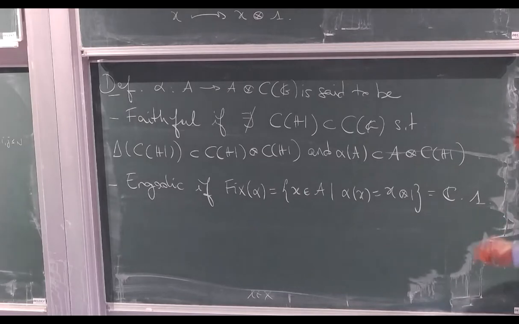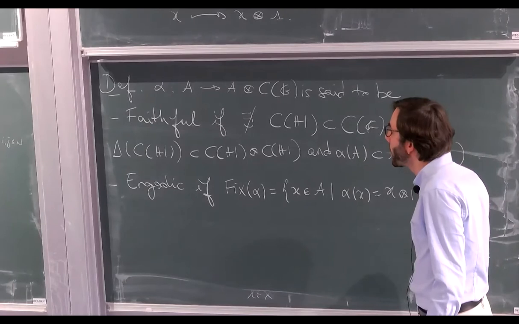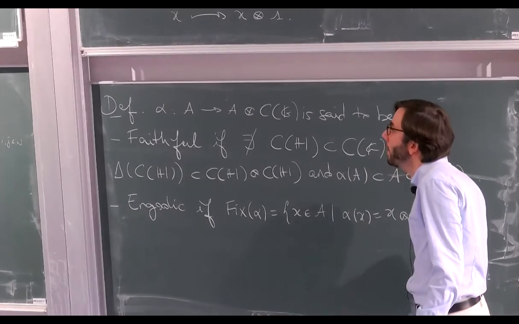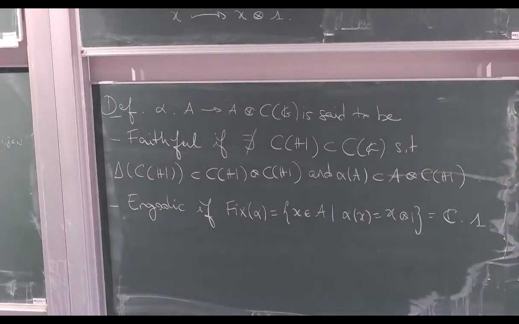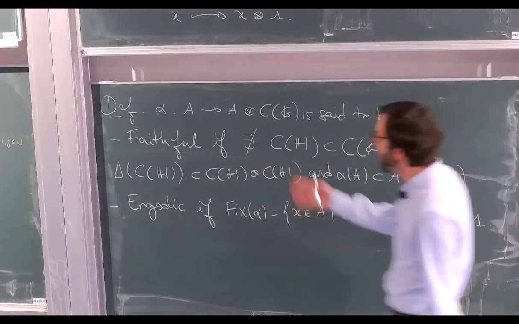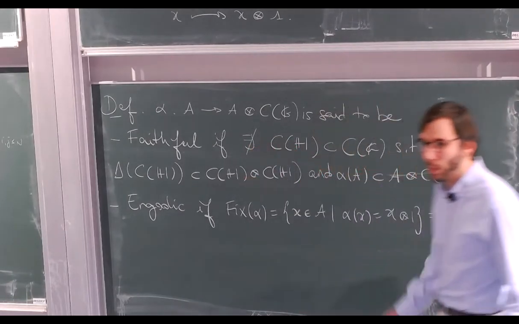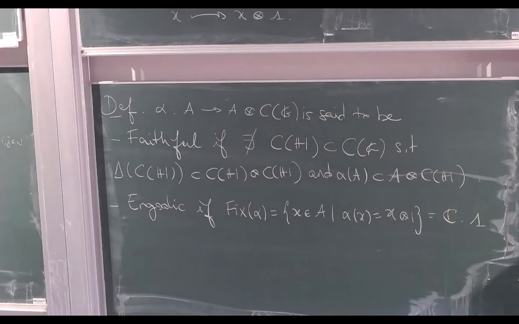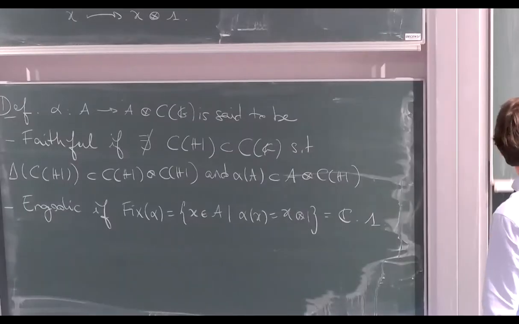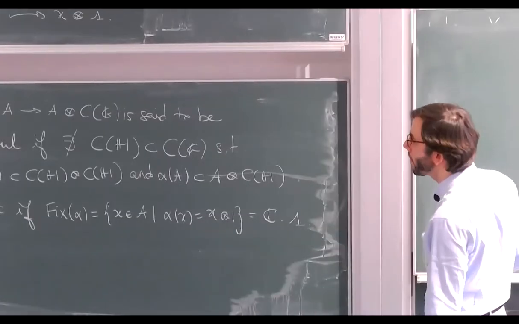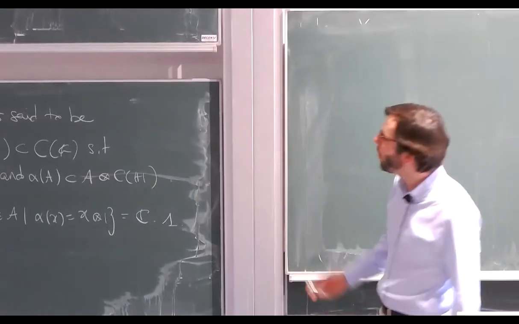So now we have these notions. And so the question is, given a classical space, for instance, or a quantum space, can we find faithful actions of quantum groups, or can we find ergodic actions of some quantum groups? And we can in some cases, and here is the first and one of the most important examples.